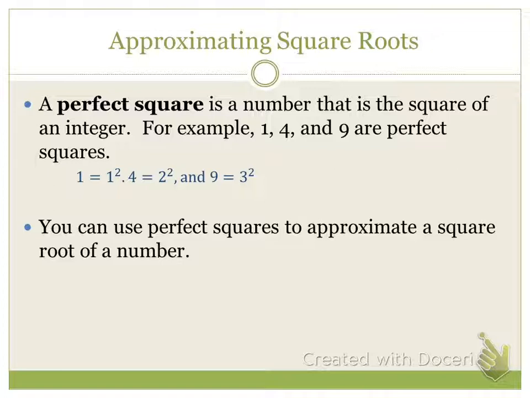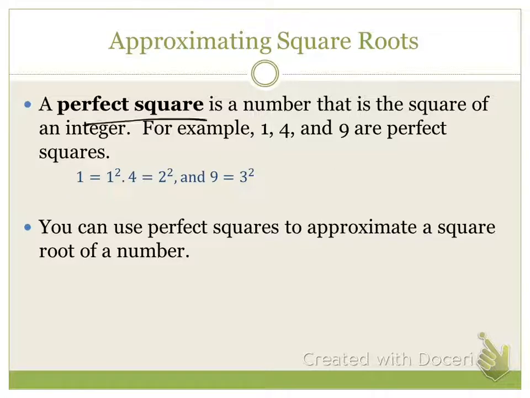What's my next perfect square? No. 16. What's 4 times 4? Yep, so 16 is a perfect square. 25, because 5 times 5 is 25. 36, because 6 times 6. 49. Do you see the pattern? 64. 81. Okay, and then it just keeps going. All of those numbers, 4, 9, 16, 25, 36, those are perfect squares. So does everybody understand what a perfect square is?